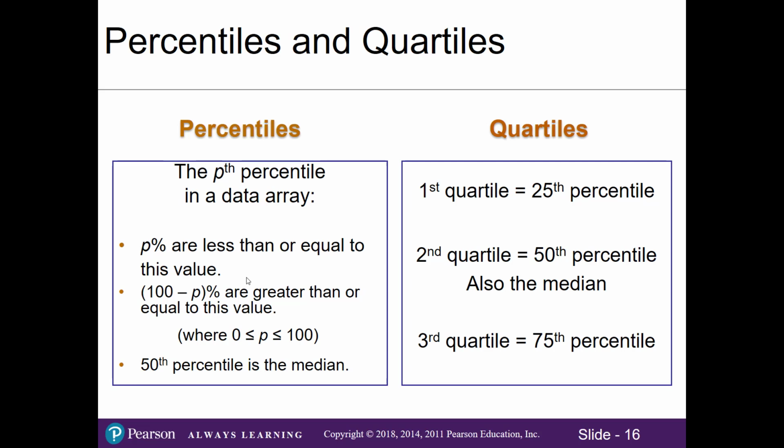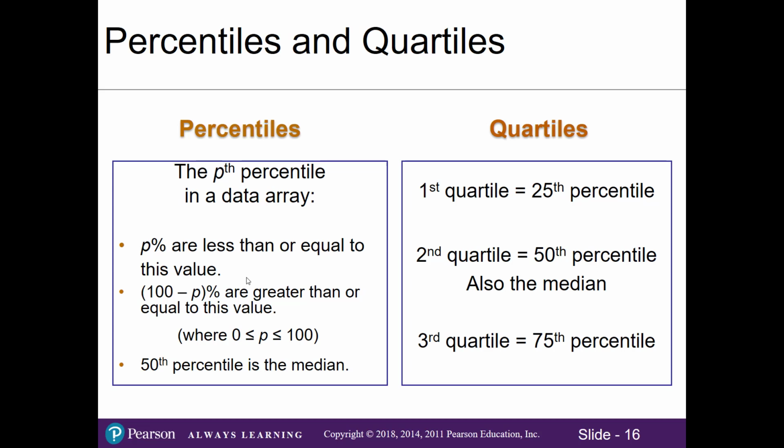these are the values that are less than or equal to this value. Whereas if we do 100 minus P%, this is the data that's greater than or equal to this value. Note that our median is the 50th percentile because it's right in the middle. So for instance, if I say 30th percentile, I'm essentially saying these are the values that are in between 0 and 30% of my data array.